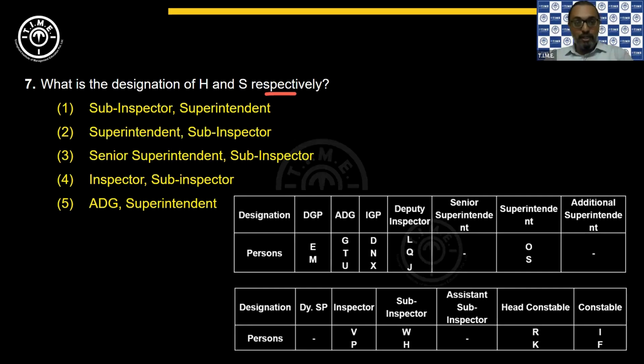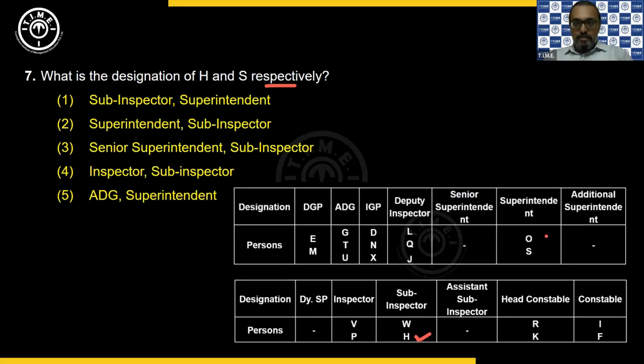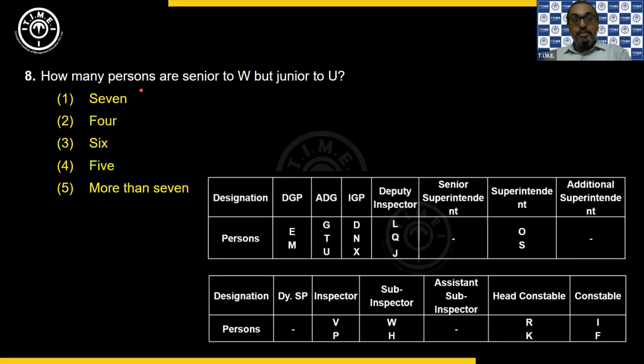Great. Okay. Option 1, sub-inspector and superintendent. Okay. H is sub-inspector. Yeah, that is true. And S is superintendent. That is true. Correct. Choice 1. Respectively, he said. Great. Excellent. The next, how many persons are senior to W but junior to U?